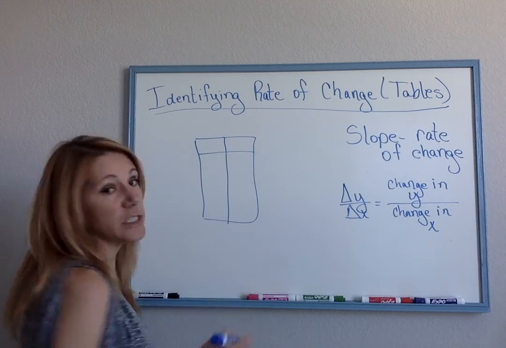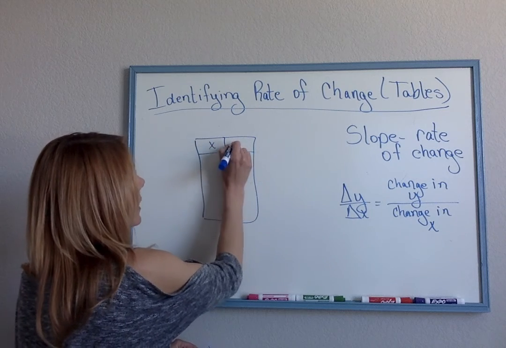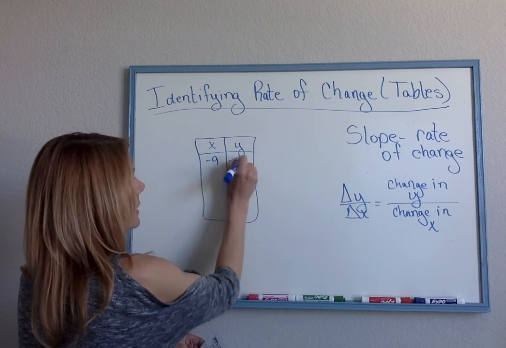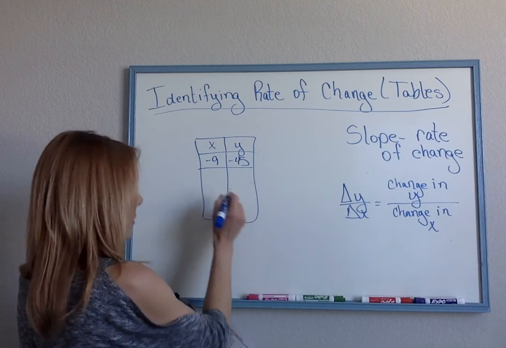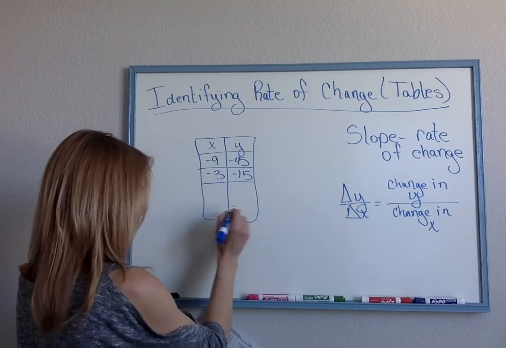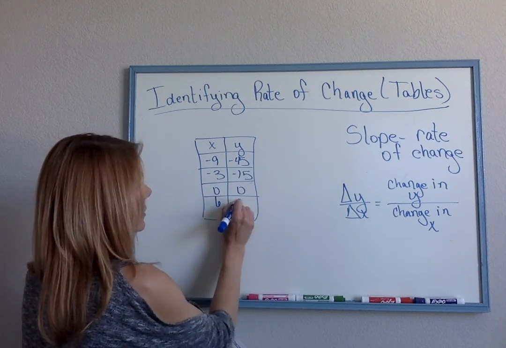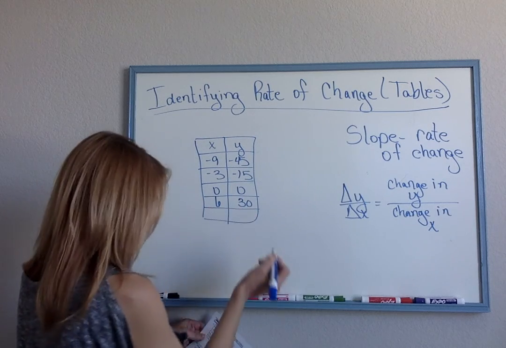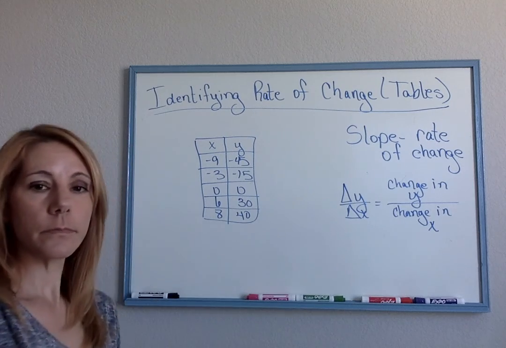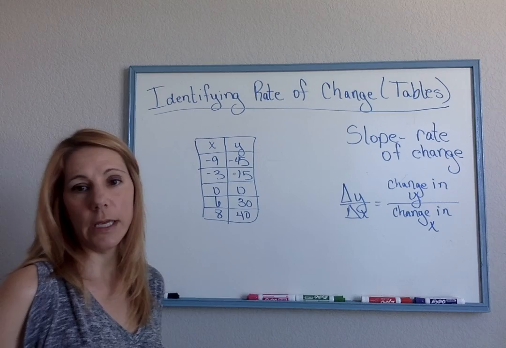Okay, which is technically number 1 on your worksheet. So you've got your X and your Y. You've got -9, -45, -3, -15, 0, 0, 6, 30, and then the last one is 8, 40. Okay? So we are going to do the same exact thing that we did yesterday.